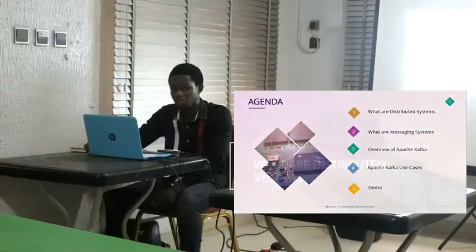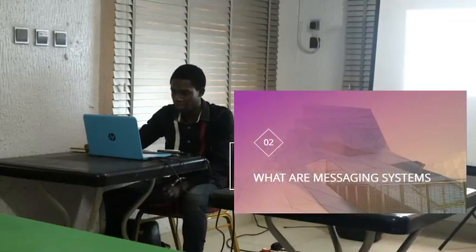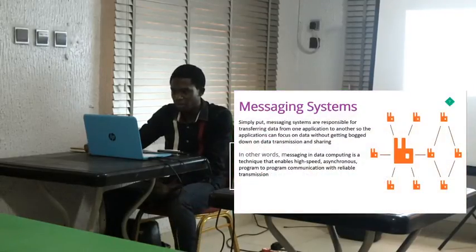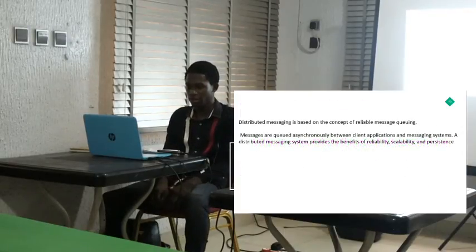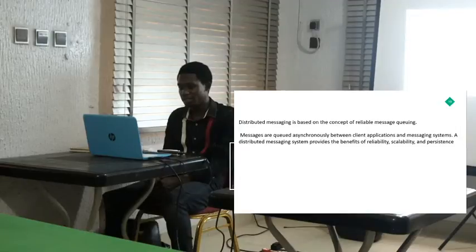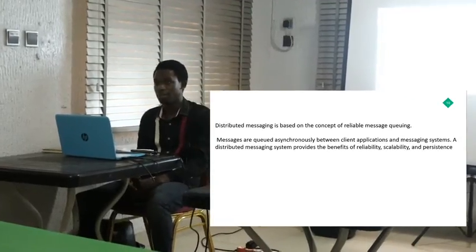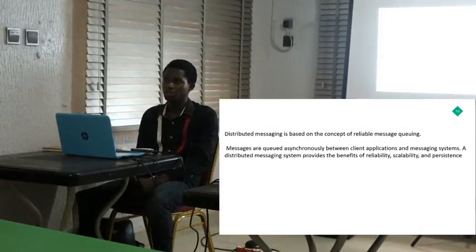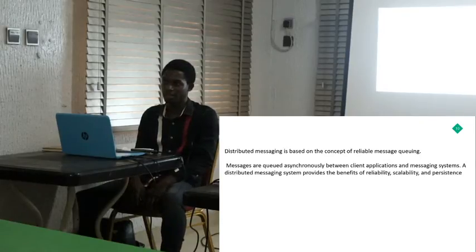Now, since I've talked about distributed systems and messaging systems, what are distributed messaging systems altogether? Distributed messaging is based on the concept of reliable message queuing. Messages are queued asynchronously between client applications and messaging systems. A distributed messaging system provides the benefits of reliability, scalability, and persistence. When you're talking about distributed systems, you have to talk about scalability, and there are 2 types: horizontal scalability and vertical scalability.